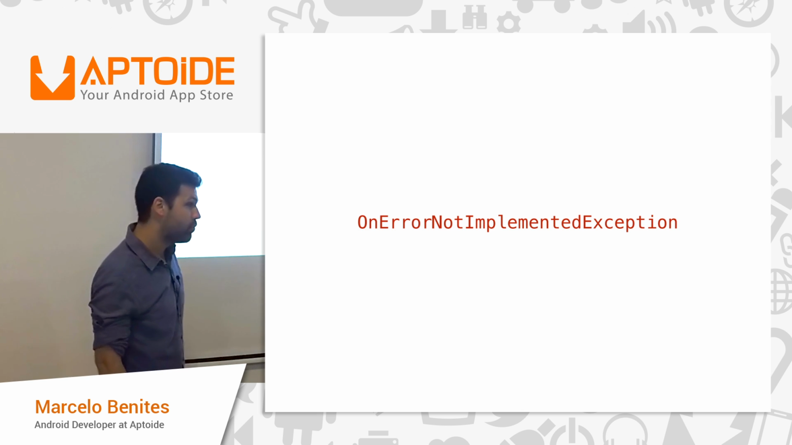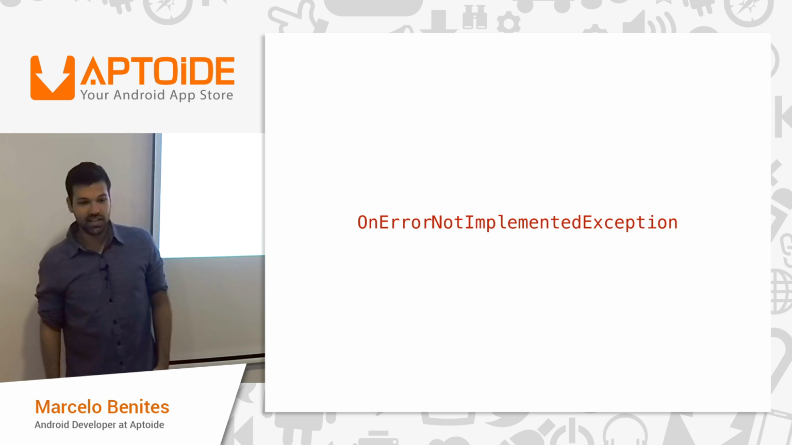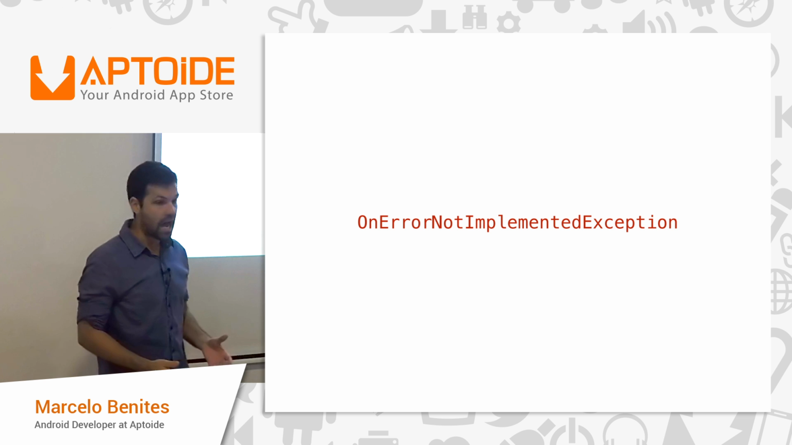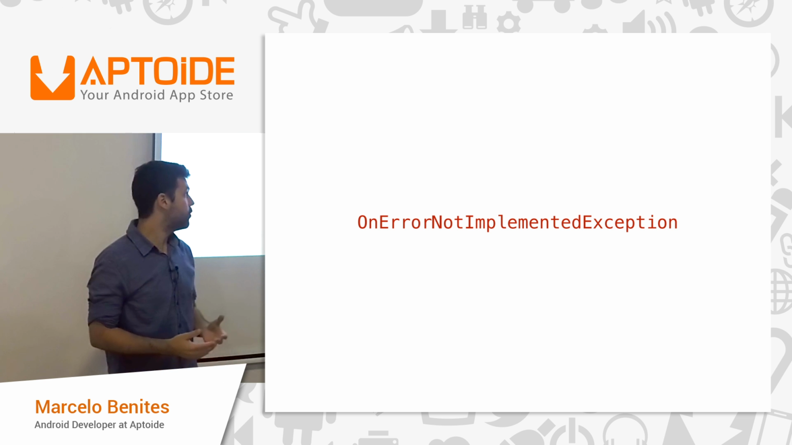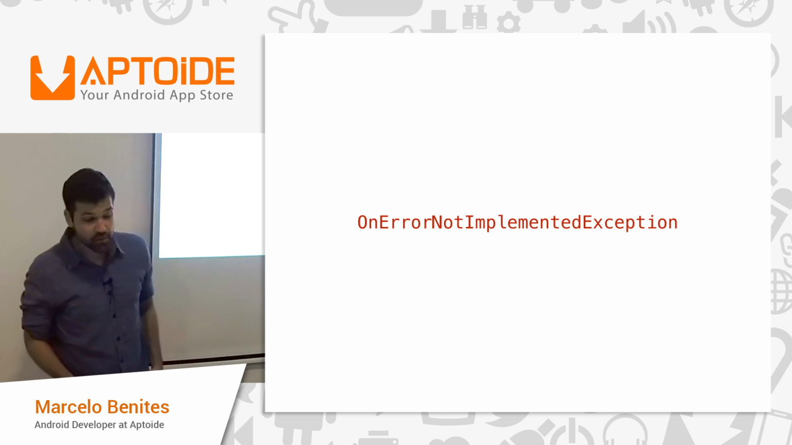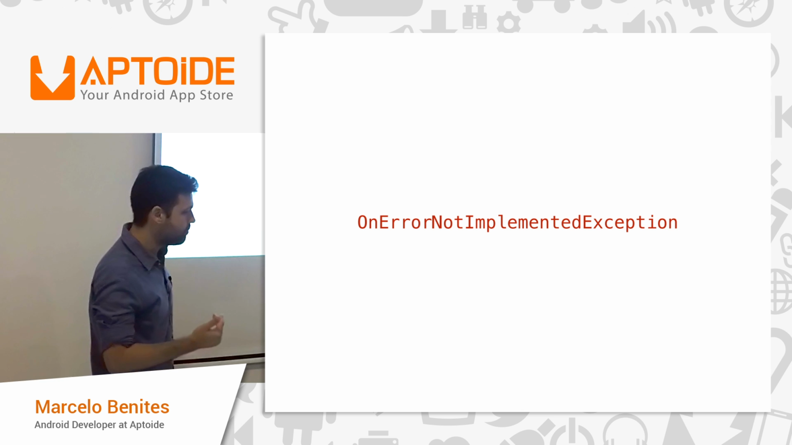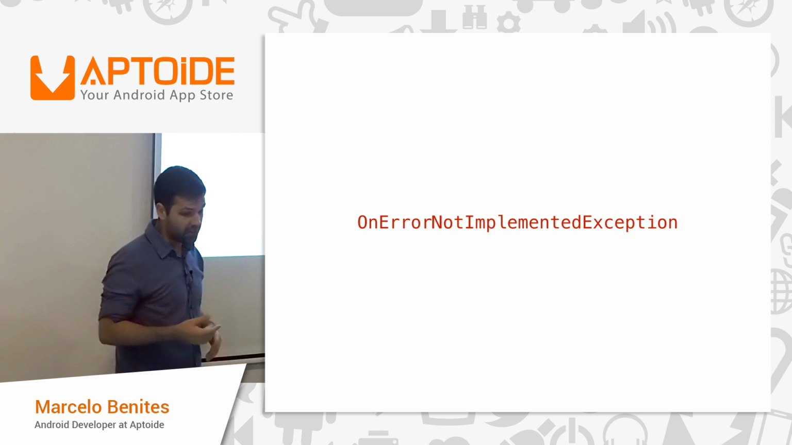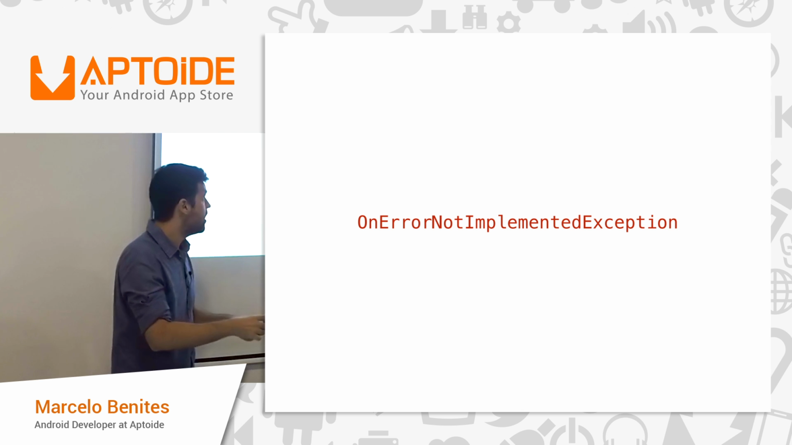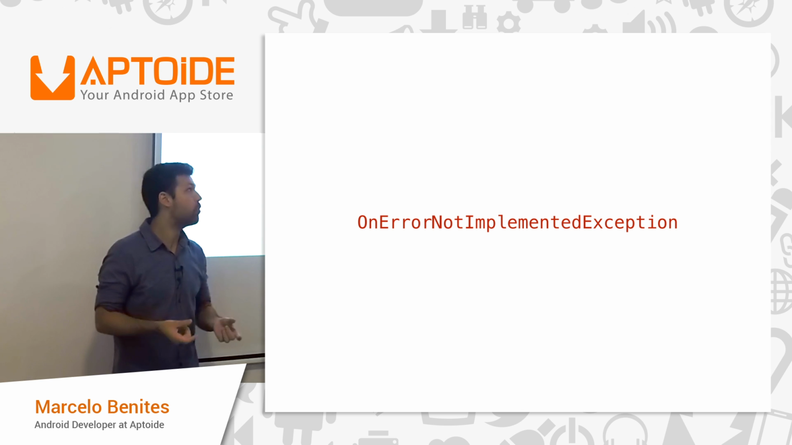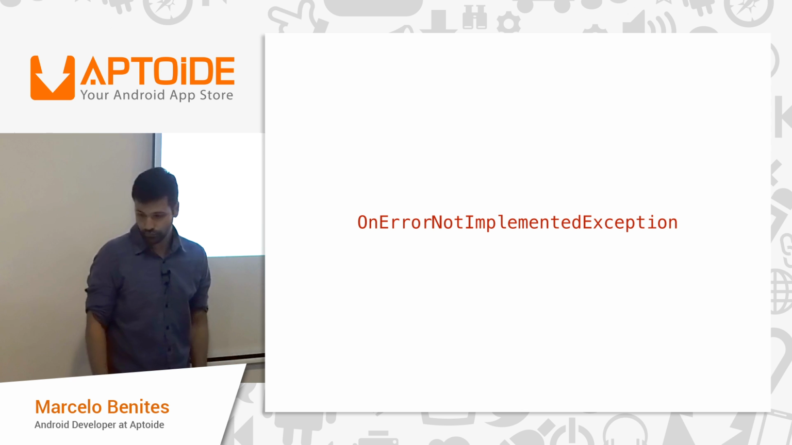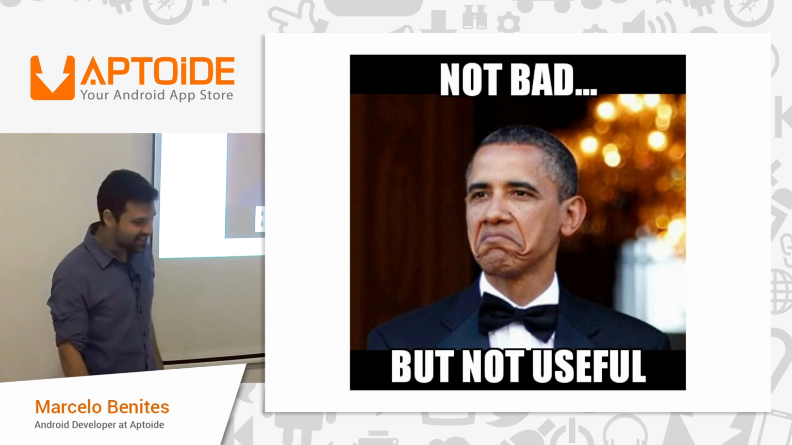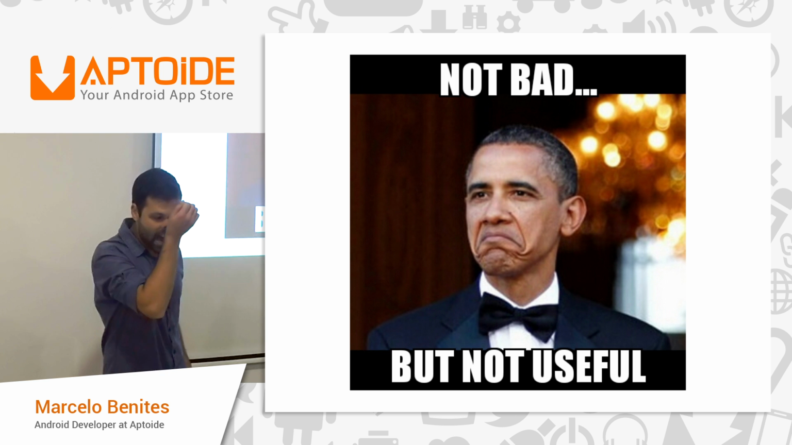And this exception is really annoying, because when it occurs, the stack trace is not helpful at all. You don't know what happened, you don't know where it happened, and it's really awful. So what I recommend is that you always implement the onError event, even if you want to throw the exception again. So it crashes, but you know where it crashed. If you don't implement it, it will be a really big problem. It's not bad, but it's not useful at all. We have to implement it.